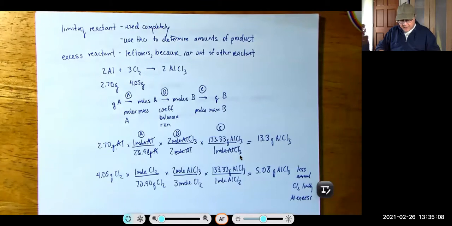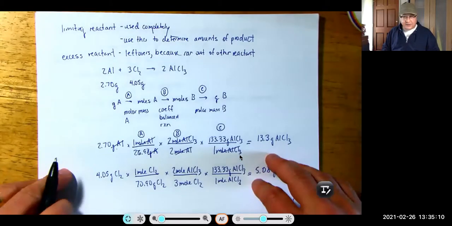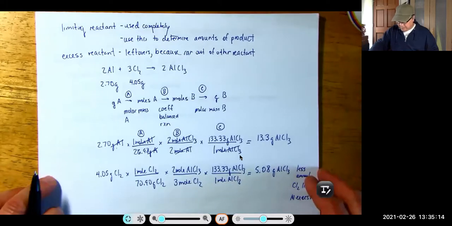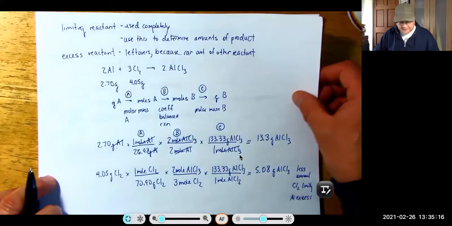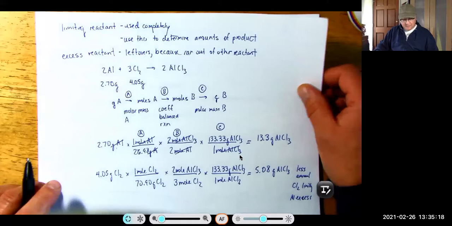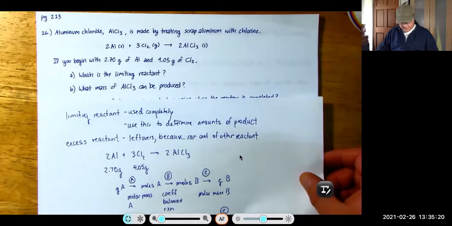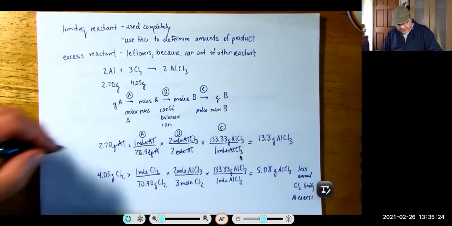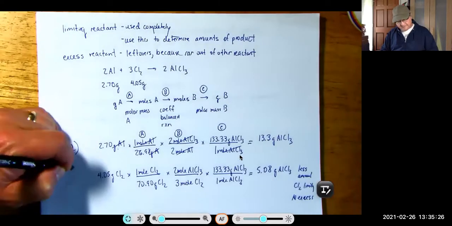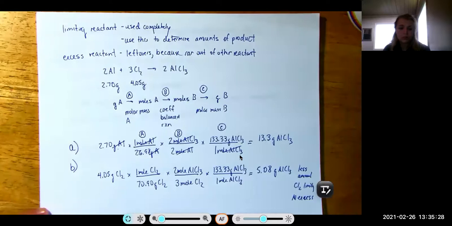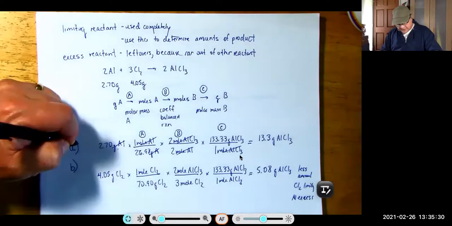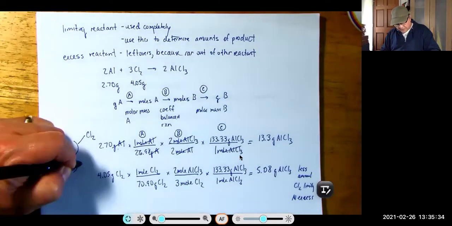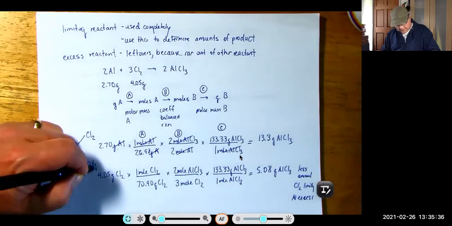So if we take a look at the question again, the question is: A, what is the limiting reactant? B, what mass of aluminum chloride can be produced? You can see right here, we have the answer to A and to B. So what is the limiting reactant? Cl2. How much can be made? 5.08 grams of aluminum chloride.